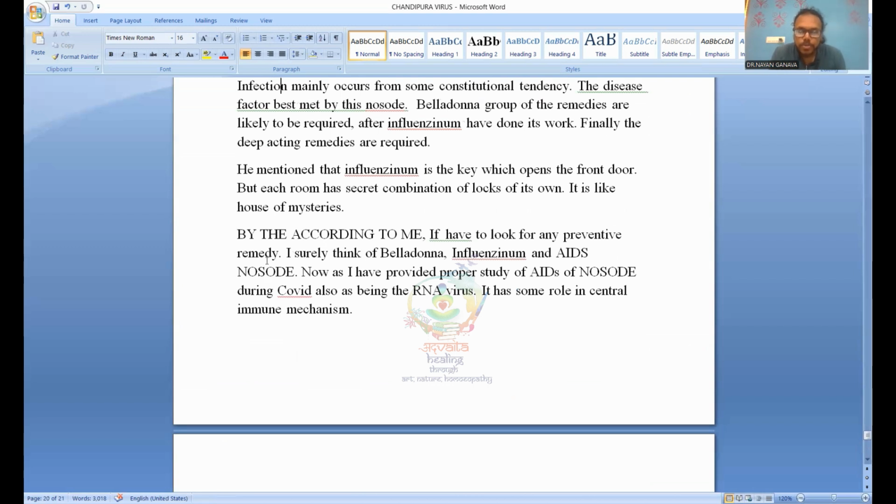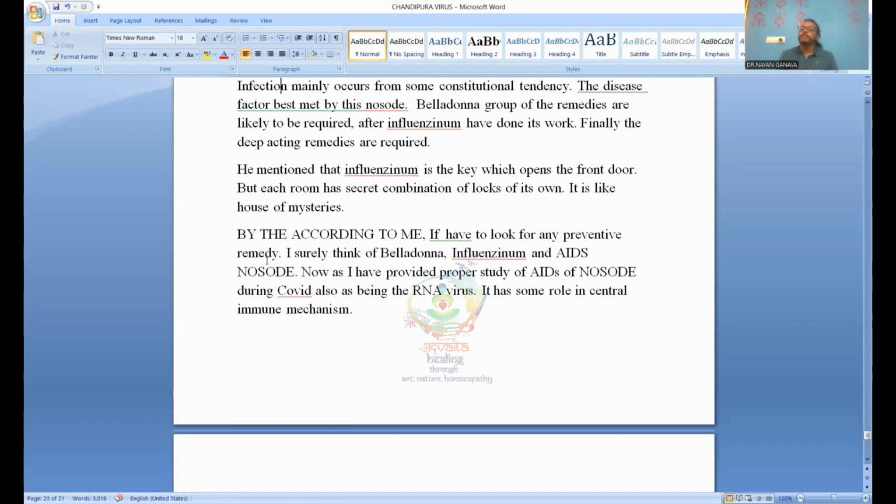By the way, according to me, when I have looked for any preventive remedy, I surely think that influenzinum can be the best prophylactic remedy. After that, belladonna can also be used as a prophylactic remedy. And there is one more remedy that took my attention, that is AIDS nosode. It is made up of HIV virus, which is also an RNA virus.